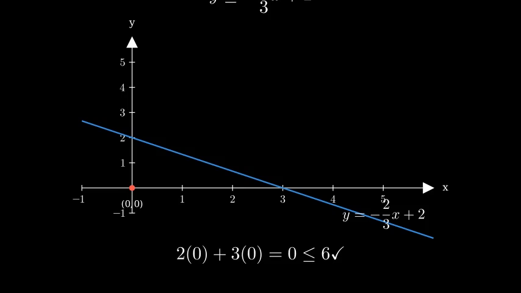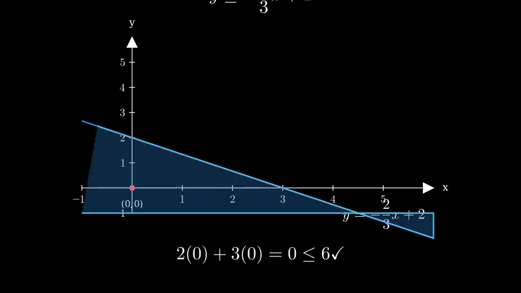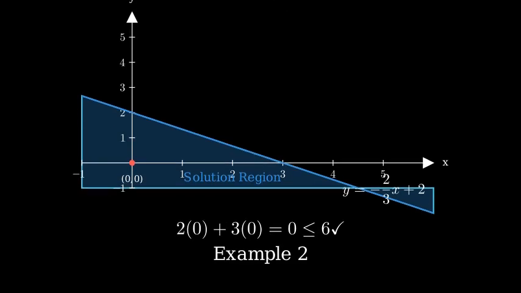2 times 0 plus 3 times 0 equals 0. Is 0 less than or equal to 6? Yes, that's true. So we shade the side of the line that contains the point 0, 0, which is below the line. Let's move on to our second example.